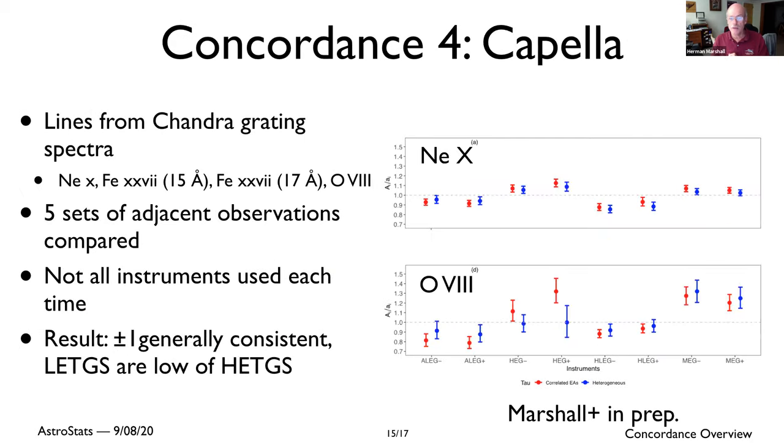And then finally, we added another data set, which is Capella. These are emission lines from Capella in four different strong emission lines, neon 10 through oxygen 8 at different energies. Many observations were compared at different times.